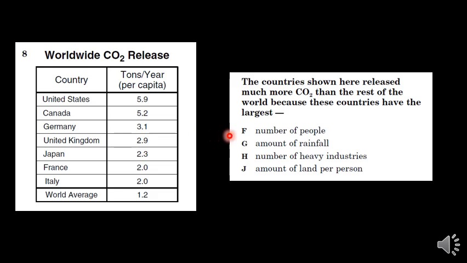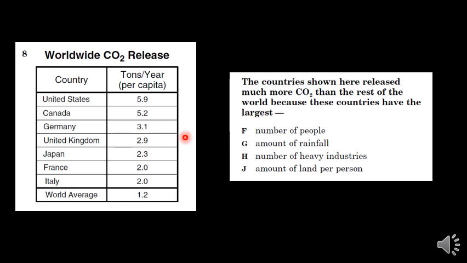And in fact, the answer that they want, that they've given in the guide, is F, the number of people, which kind of makes sense. The more people you have, the more CO2 release you're going to have. However, the actual answer is the number of heavy industries. That's what it should be, but that's not the answer they want. They want F as far as the SOL.